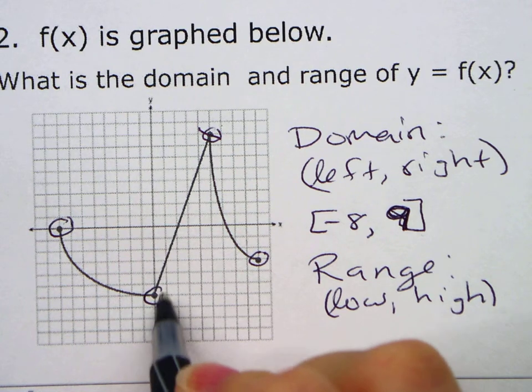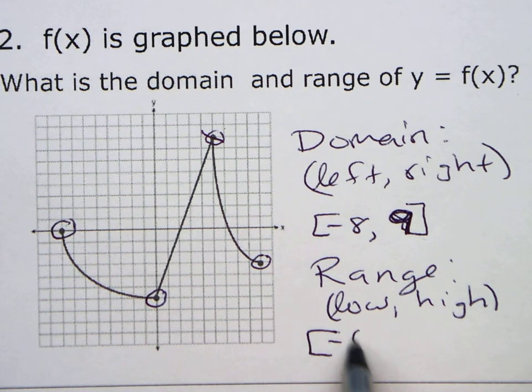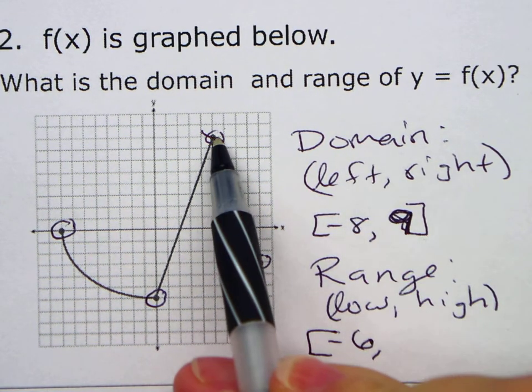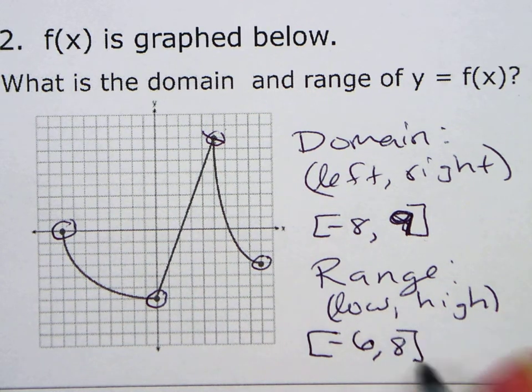It's right here, negative 6. And then the highest, what I was trying to do before, is 8. Okay, and that's it, you're done. All right, number 3.